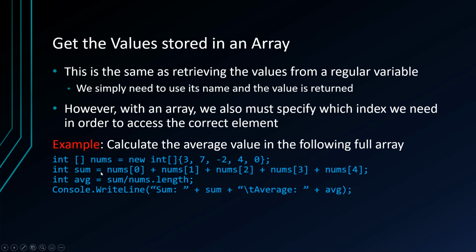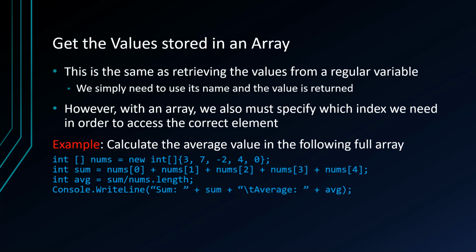The sum is still going to be calculated on the previous line, and the nums.length is always going to be the full length of the array, the number of elements. And then the final output statement just displays those two variables, sum and average, in one single line. Okay, so that's how we access our data. We just simply refer to it by its name and then give it an index.